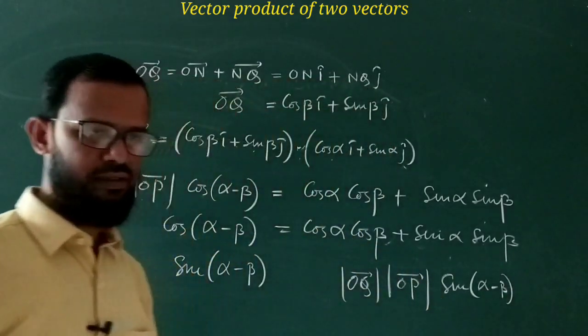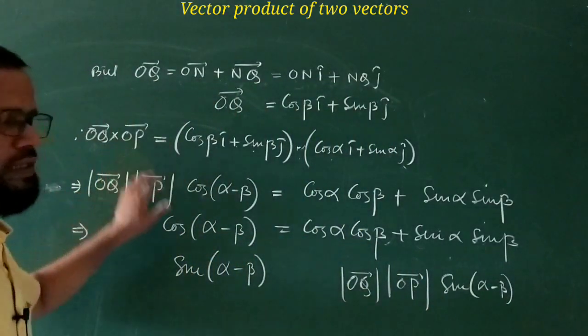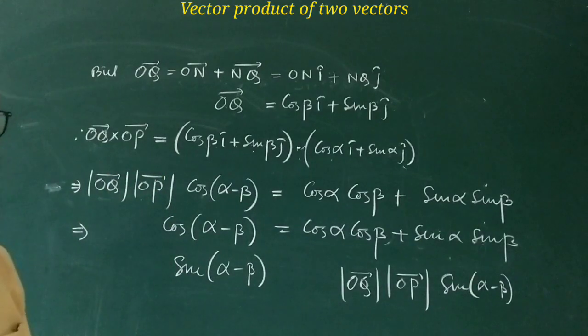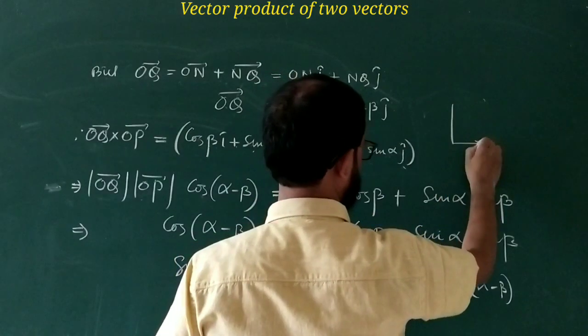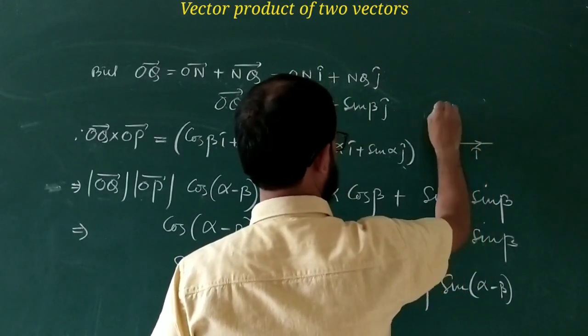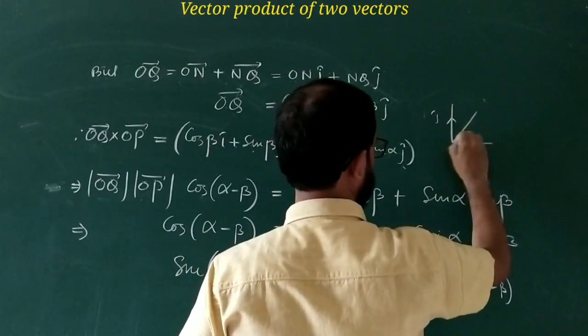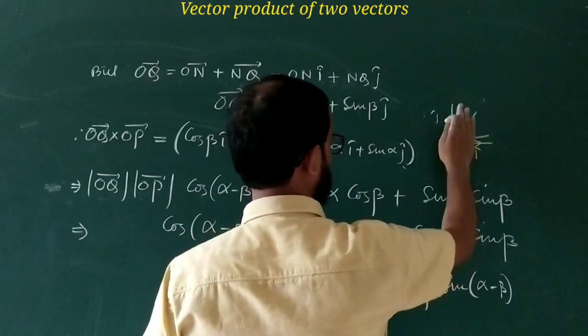A unit vector, OQ and OP, in the direction perpendicular to them, because your diagram is like that, right? This is i cap, this is j cap. Okay, this is OP and this is what? OQ. So OP and OQ lie on this plane.